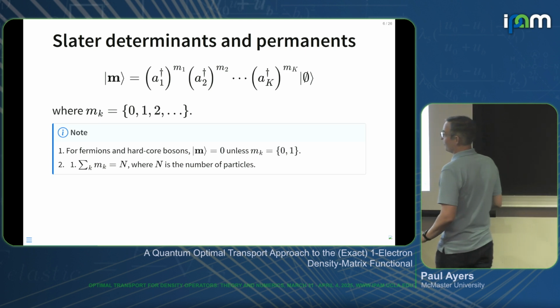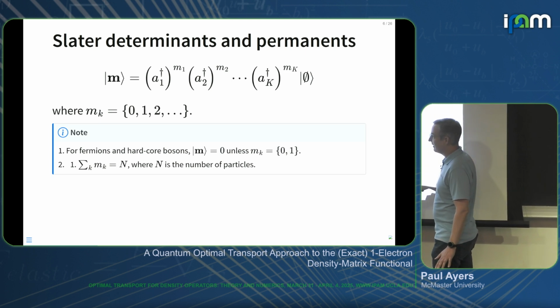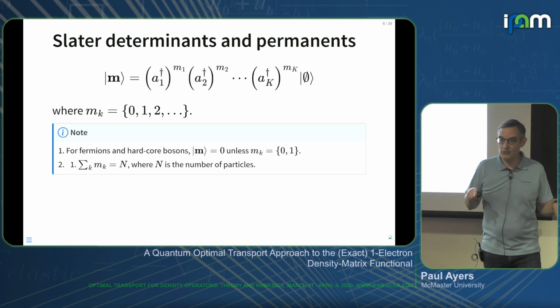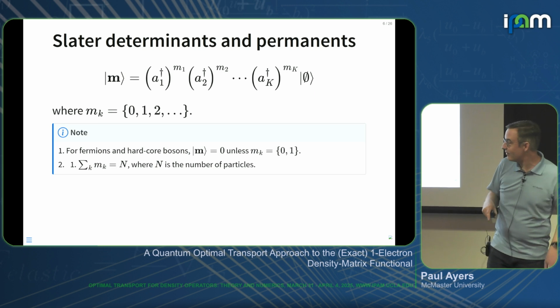This is just the basis I choose, right? It's really nice for fermions and hardcore bosons. It's just a bit string. That's the way we would code it, right?